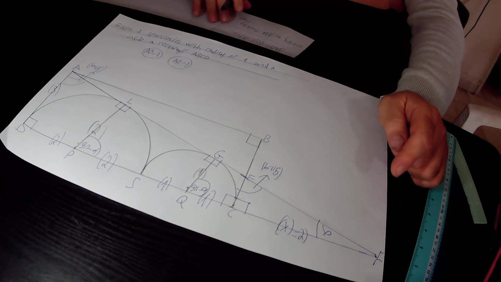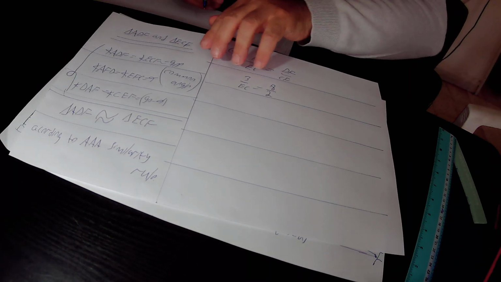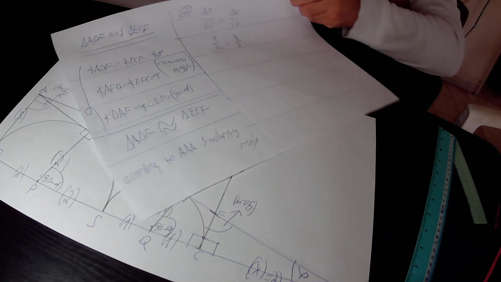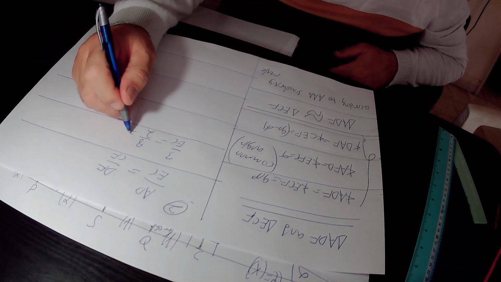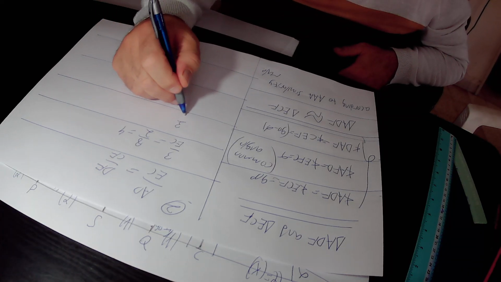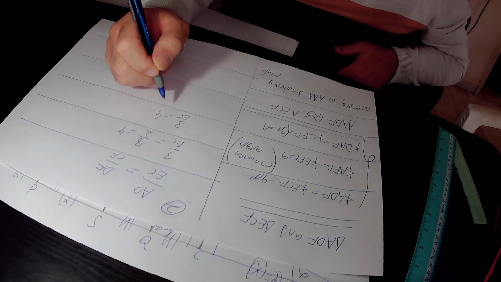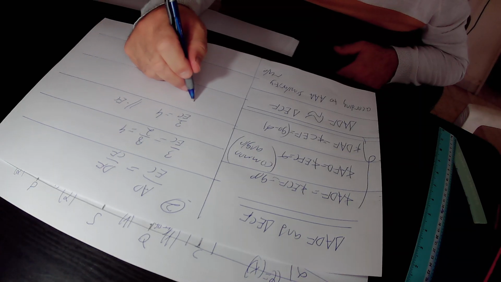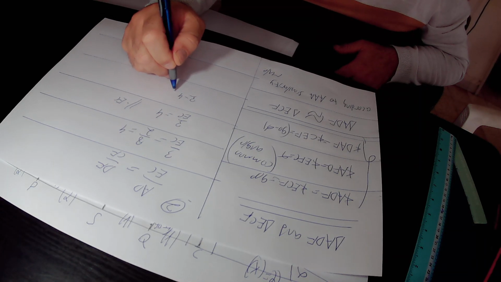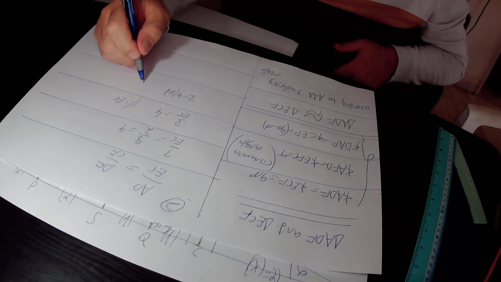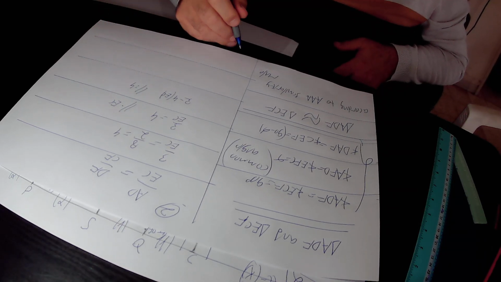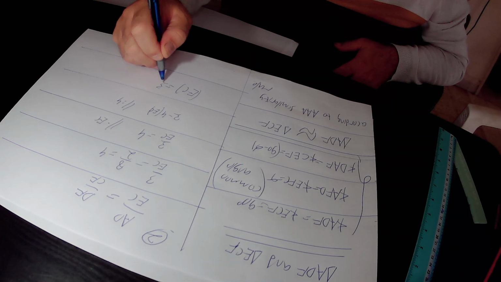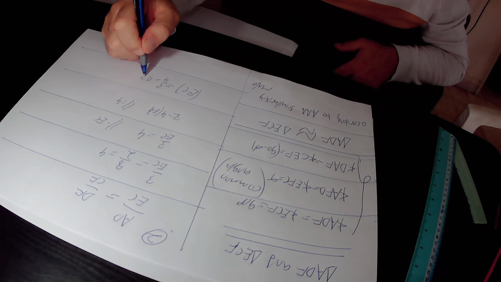So in total we found that 3 over EC equals 8 over 2. 8 over 2 is 4. So I write it down: 3 over EC equals 4. Here we multiply this equation by EC, and we get 3 equals 4 EC. Here we divide this equation by 4, and finally we get that the missing side EC equals either 3/4 or 0.75 units.